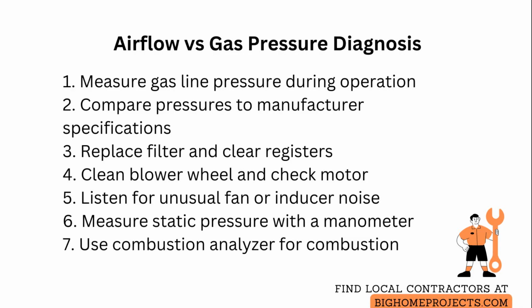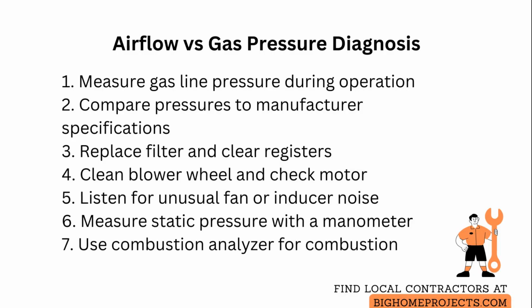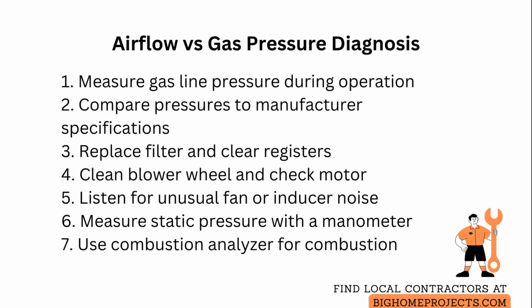Second, inspect airflow. Check and replace the air filter, verify that supply and return registers are unobstructed, and ensure that the blower wheel is clean and the fan motor runs at correct speed. Restricted airflow causes heat to build in the cabinet and will trip the high limit switch even if gas pressure is correct.